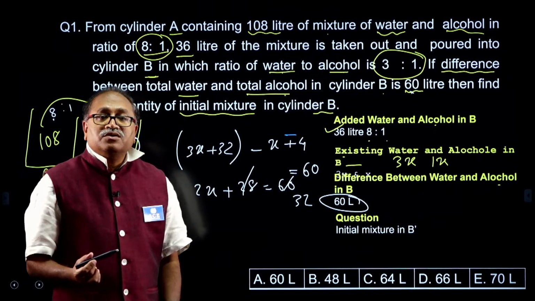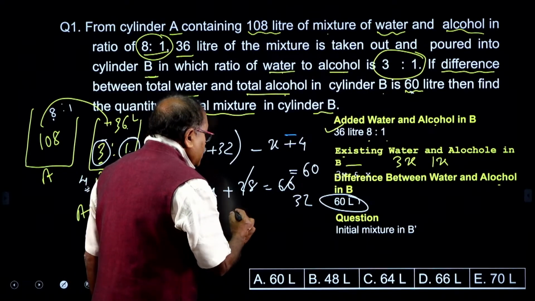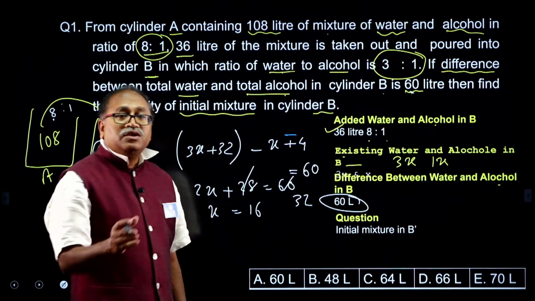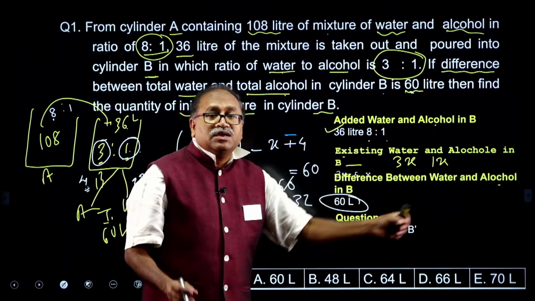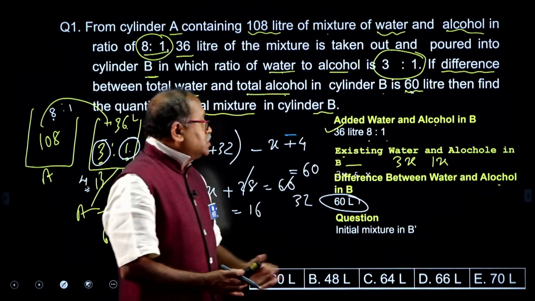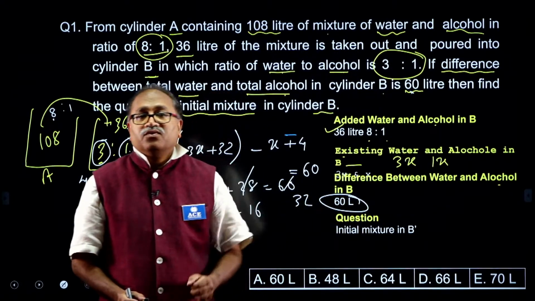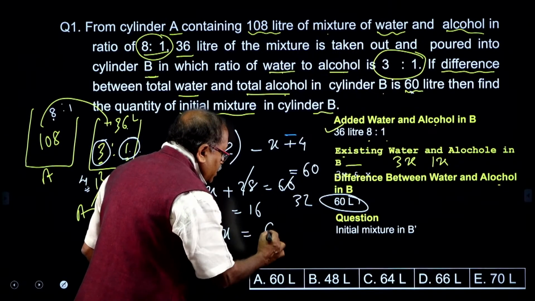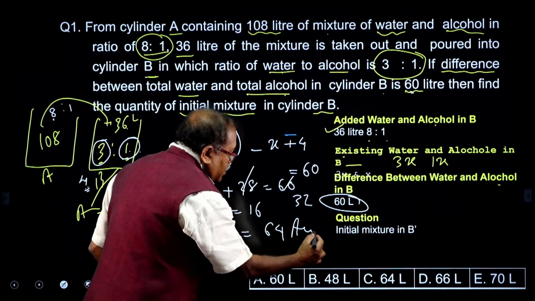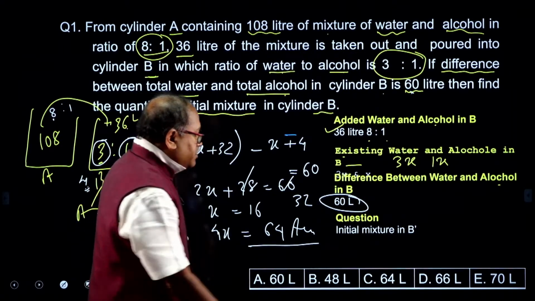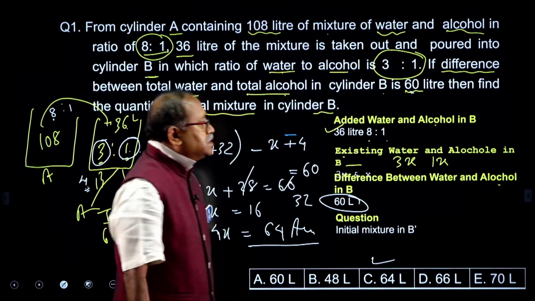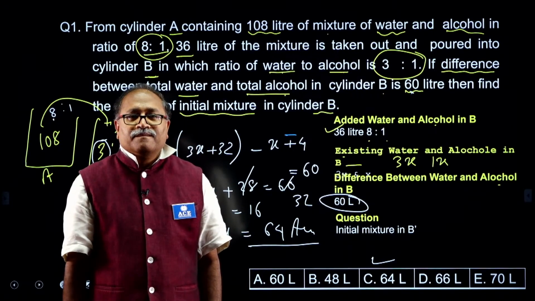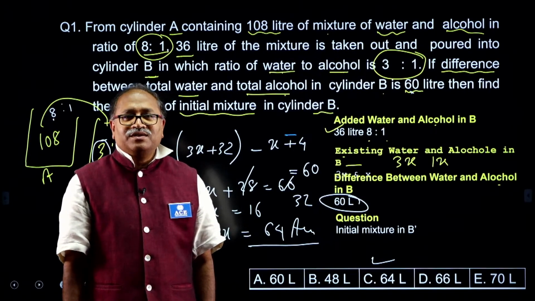When 2x is equal to 32, then what is the x value? The x value is 16. What I need to find out is the quantity that was there in vessel B. So that is 3x plus x, that is 4x. So 4x will be, hope you people are understanding, my dear friends, 64 liters. Is 64 liters there anywhere? Yes, it is there. Is it not an easy question?